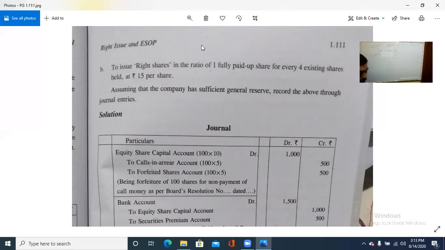Did you understand? So we will do the problem in that way. So these are the contents with regard to this, and then we will do, what is the first entry? Share capital account debtor. So equity share capital account debtor, how much is it?